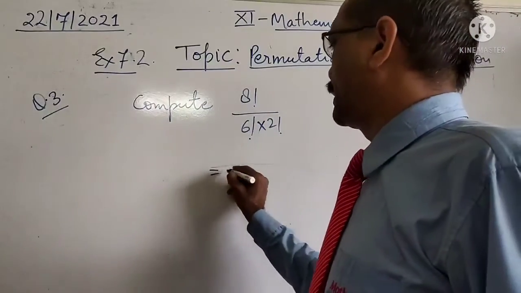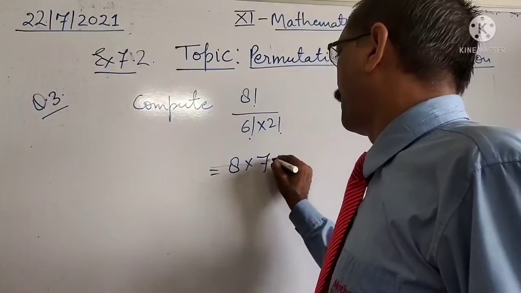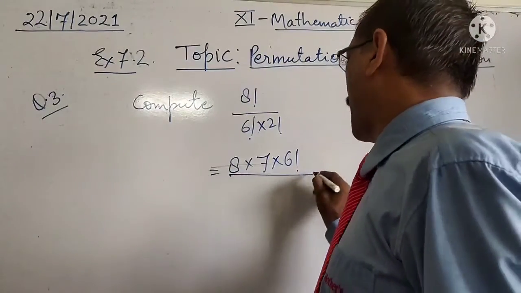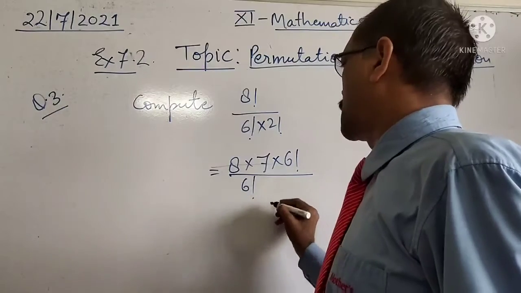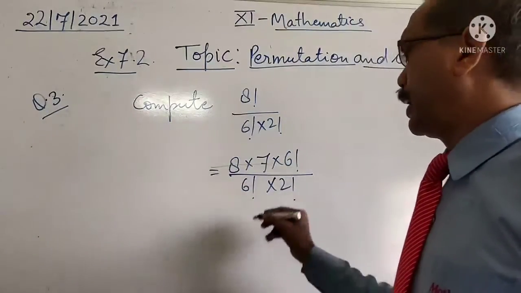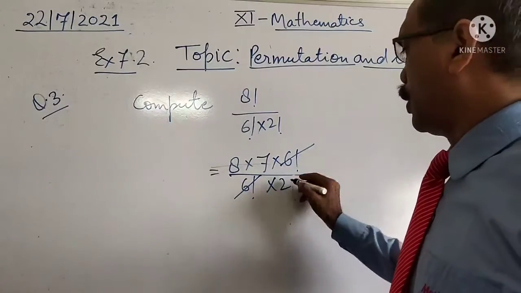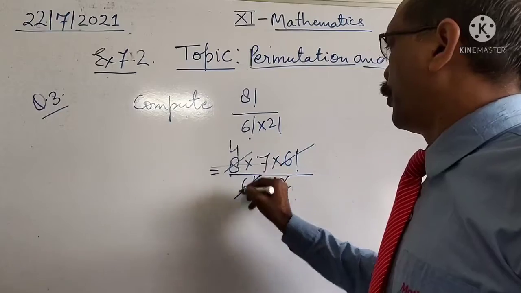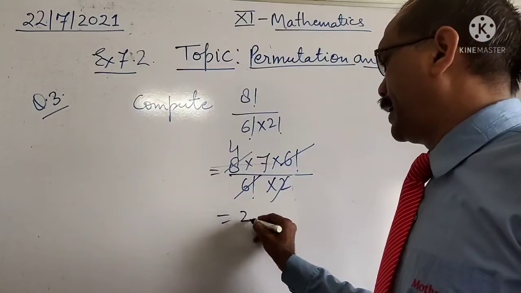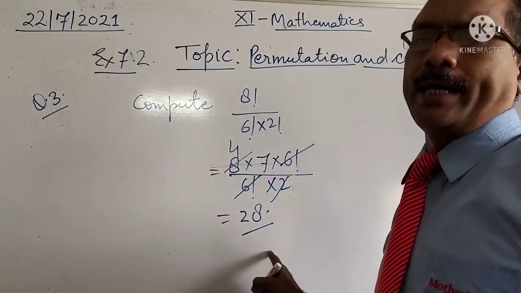So it is 8 into 7 into 6 factorial divided by 6 factorial into 2 factorial. It is cancelled out. 2 factorial is 2. 2 fours are 8, 4 sevens are 28. So answer is 28.